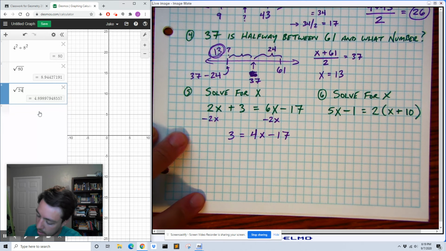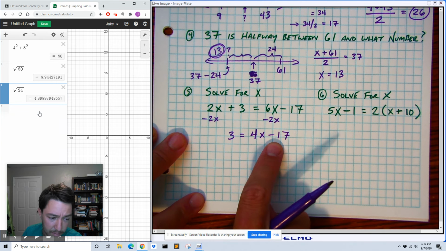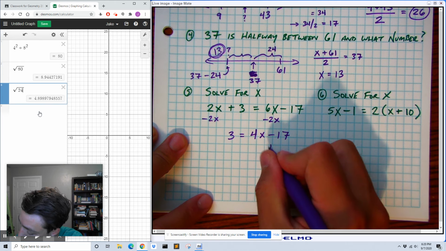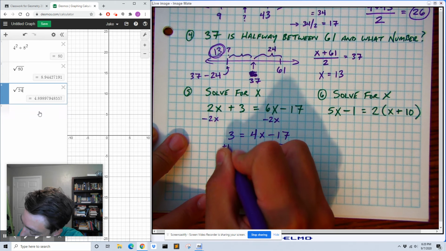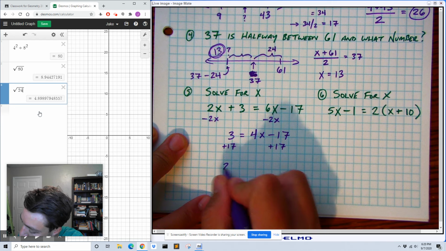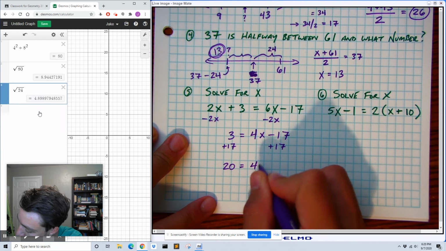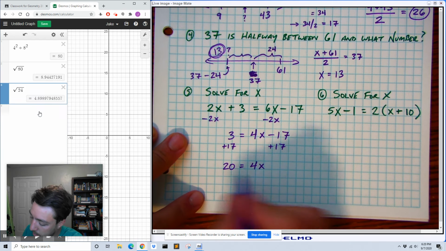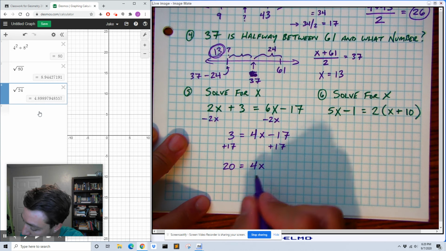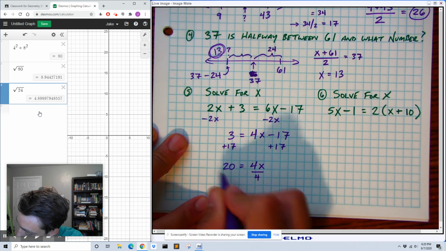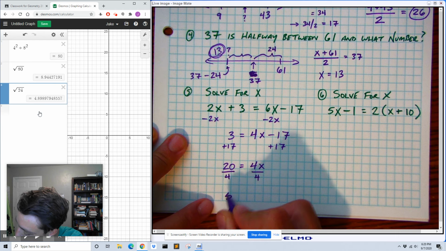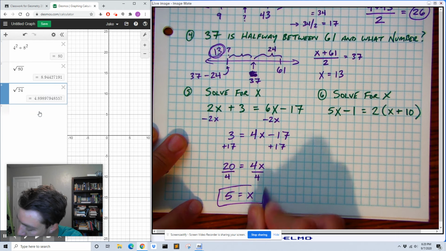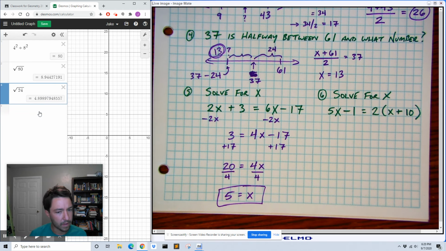Now what? Well, I don't really want the 17 to be here anymore. So I'm going to add 17 to both sides. And I have 20 equals 4 times x. So now, since it's 4 times x, I want to undo that. I'm going to divide both sides by 4. And there's my answer. X turns out to be 5.